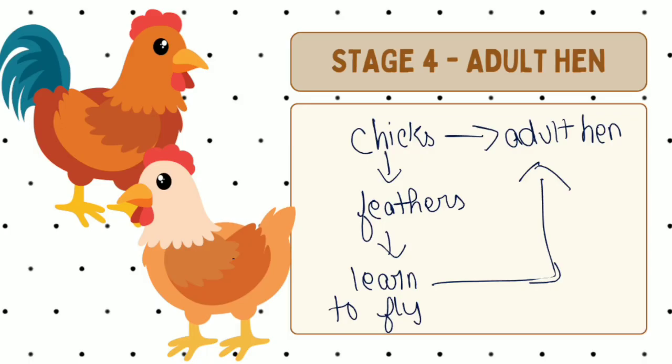Finally, what does this big hen do? Again, it lays eggs. Again the process continues. The cycle continues: adult hen, then egg, then embryo, then chick, then it grows into an adult, then again egg. So this is how the process continues. This is the life cycle of a hen.